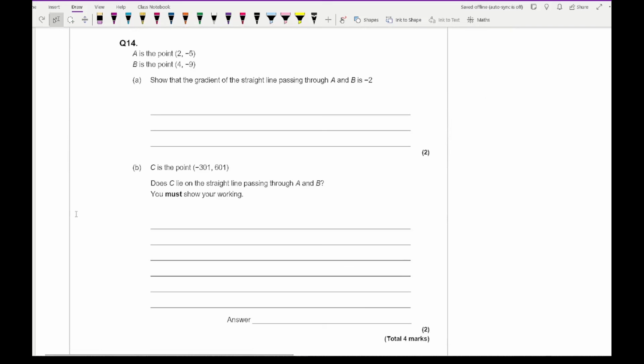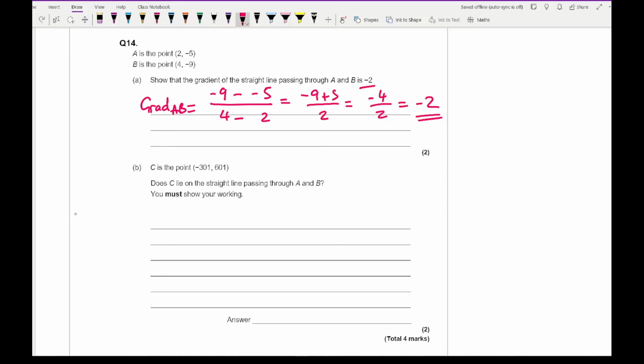Moving on to question 14, it says A is the point (2, -5), B is the point (4, -9), and it says show that the gradient of the straight line passing through those two points is minus 2. So here the gradient of AB is going to be the two y-ordinates, so -9 and -5, and then the x-ordinates, 4 and 2, and we take away those two, so minus 4 over 2, which is minus 2, which is exactly what they wanted me to show.